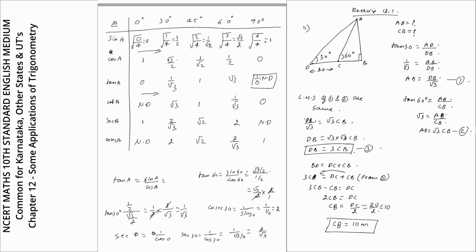Now I should find the height of the tower. See equation 2. What is equation 2? Equation 2 is AB is equal to root 3 times of CB. So AB is equal to root 3 times of 10. So that is 10 root 3 is the height of the TV tower.